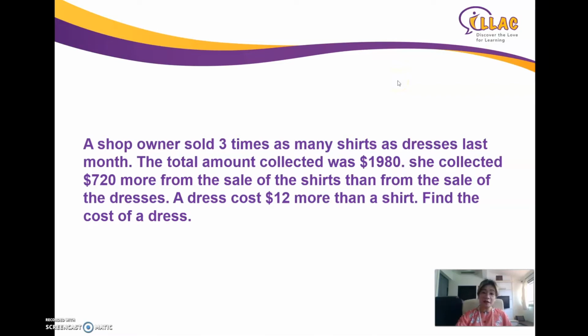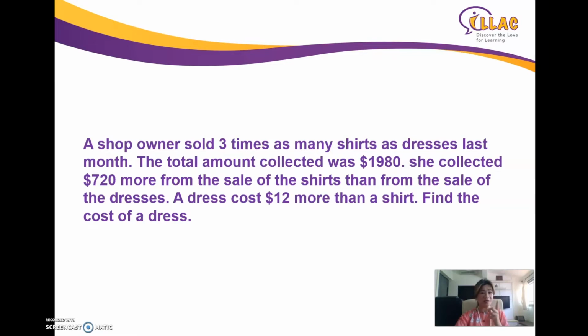Okay, now let's look at another question. A shop owner sold 3 times as many shirts as dresses last month. Okay, sounds very simple. 3 times as many, so we just have 3 units for the shirts and 1 unit for the dresses. Total collected is 1,980. Okay, sounds easy. But she collected $720 more from the sale of the shirts than from the sale of the dresses. Okay, so now there is a difference, because just now we are talking about quantity of shirts and dresses sold. Now we are talking about the value of the shirts and dresses sold.